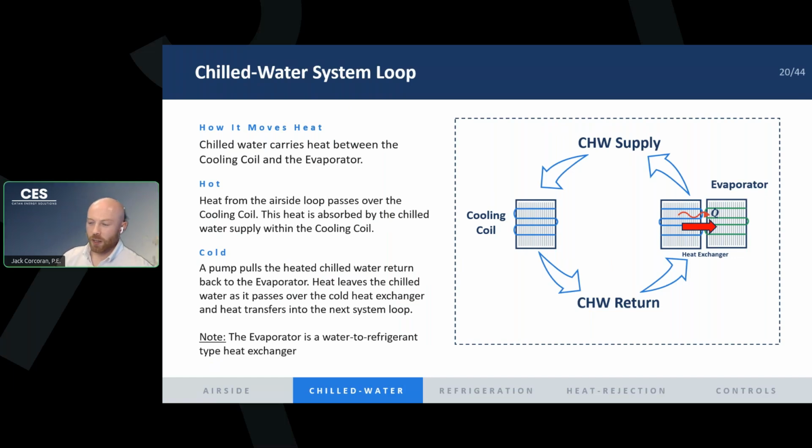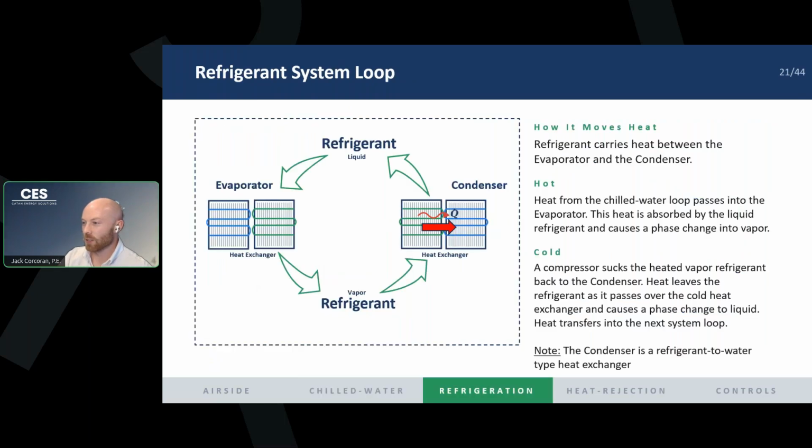An important thing to know in this system: the evaporator is a water-to-refrigerant type heat exchanger, right? So we're rejecting heat from our water into refrigerant. That leads us to our next loop, which is the refrigeration loop. The evaporator is on the left side here, as we said. The heat is absorbed from our chilled water loop. As we said, this refrigerant system loop is just the refrigerant cycle, as we showed earlier. There are four components. We'll dive into that next week when we talk about VRF systems, but for this presentation, we'll just talk about how it moves heat.